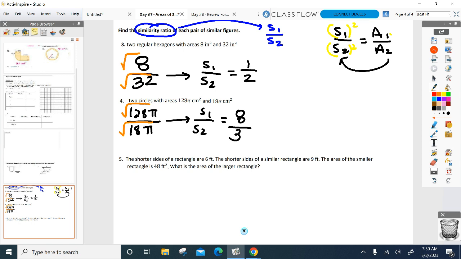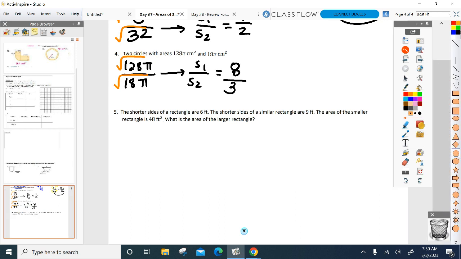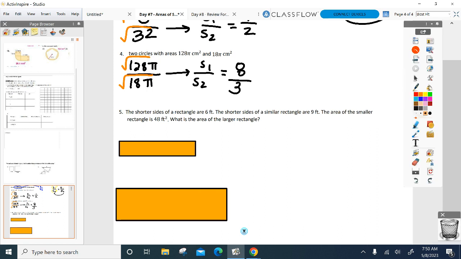Questions? All right, I know you already have the work written down, but I'm going to do this over again to see where we are with number 5. We're going to have the shorter side, 6 feet. Shorter side, similar one. The area of the smaller one is 48. What's the area of the bigger one?